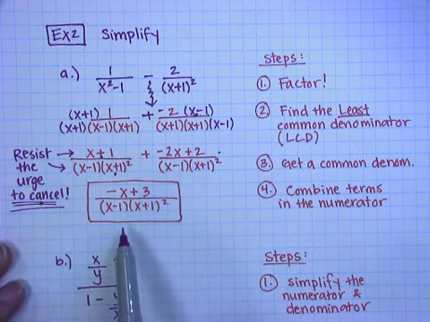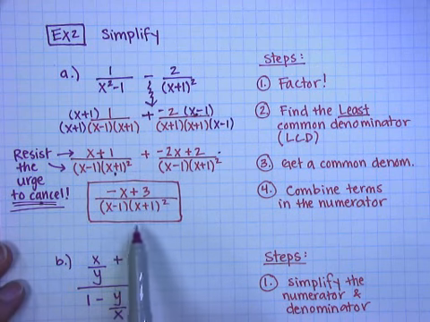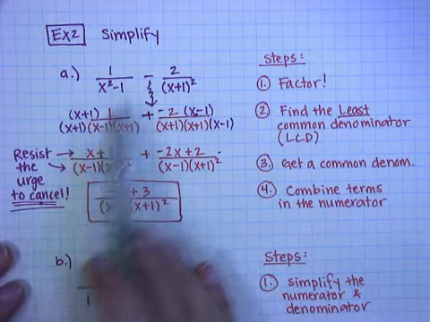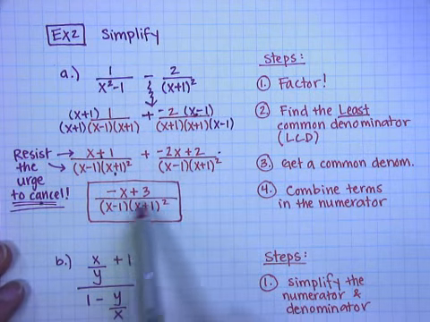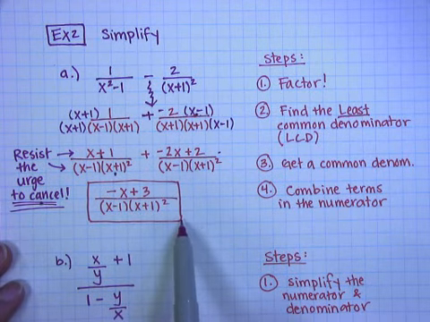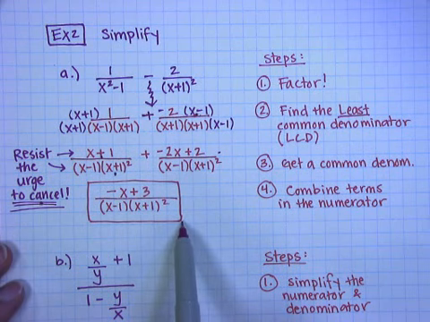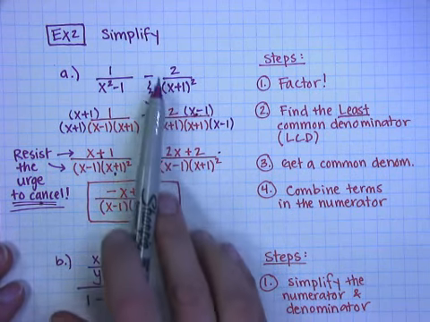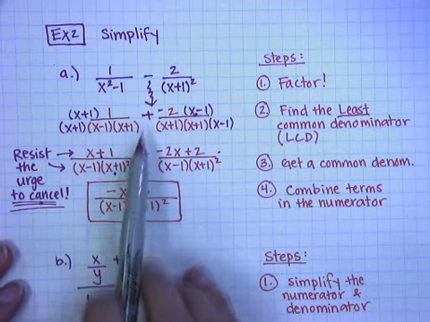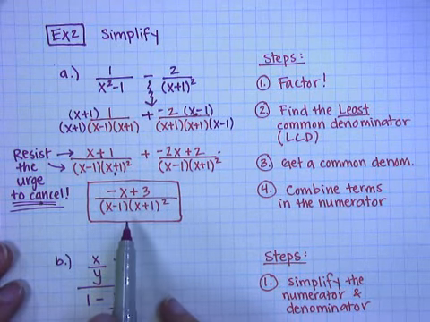On addition subtraction problems, you really don't reduce. You don't cancel. Notice nowhere in this problem am I canceling anything out. In fact, if you are canceling something, you're probably in an addition and subtraction problem doing something wrong. So be very, very careful on these. If you see a minus or a plus between fractions, you're not probably going to be canceling.